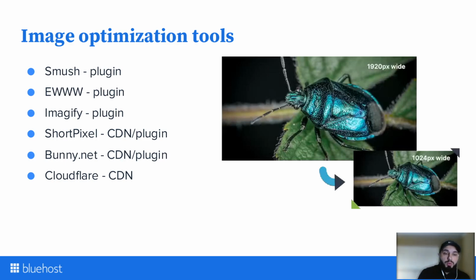Also, there are tools like Short Pixel, Bunny CDN, or Bunny.net, and Cloudflare. They're a little bit more unique, especially Short Pixel and Bunny. They have WordPress plugins and a CDN. So a CDN is a content delivery network.